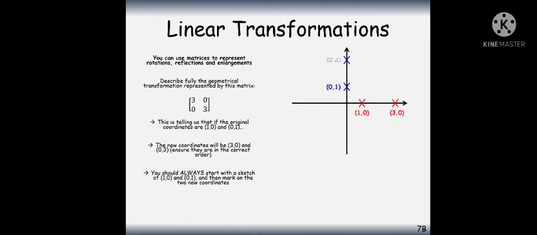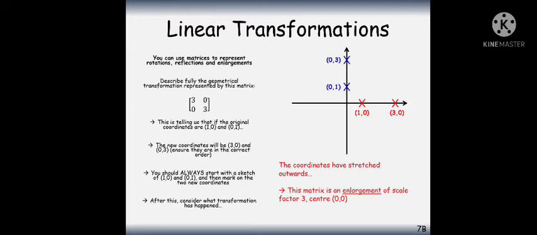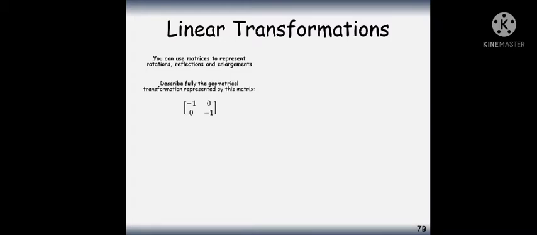Nice and simple. So the coordinates have stretched outwards. This matrix is an enlargement of scale factor 3, centre 0, 0. And that's it. Next one. Minus 1, 0, 0, minus 1. Okay, so we've got 1, 0, and 0, 1. The new coordinates are minus 1, 0, 0, and minus 1.